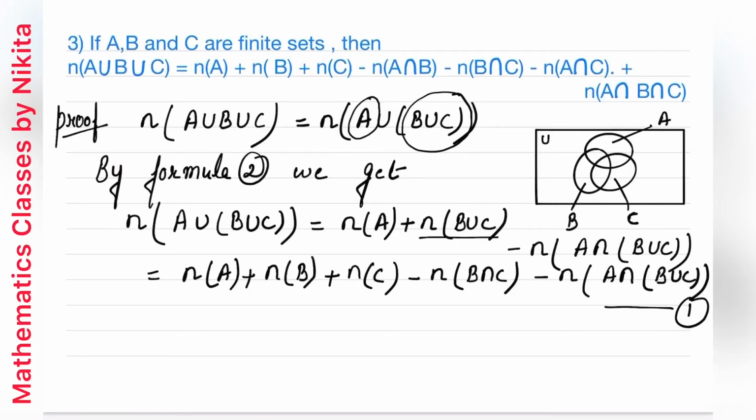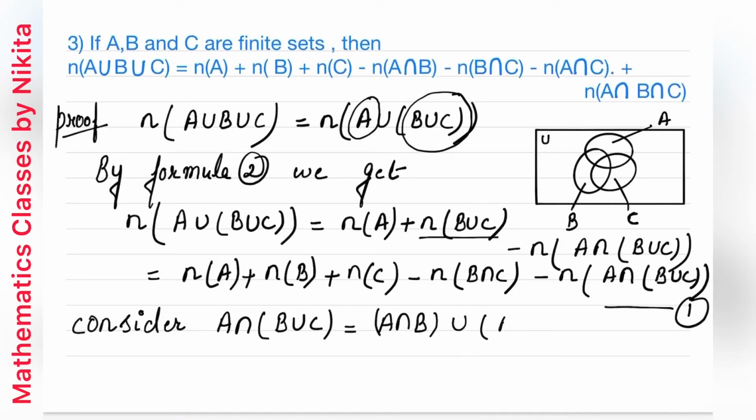Now the next difficulty we are seeing is to find the number of elements in A intersection B union C. Now consider A intersection B union C. Now I can apply De Morgan's law here and I can write this as A intersection B union with A intersection C. So this is by De Morgan's law.